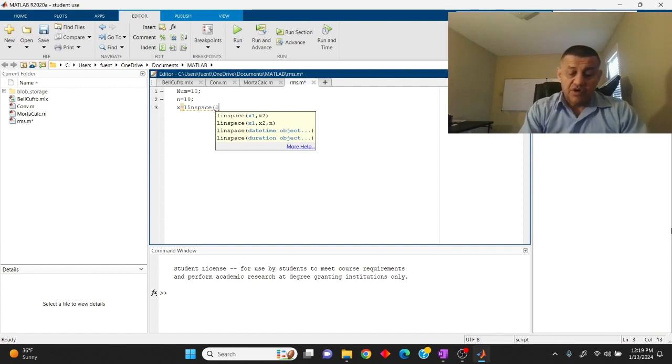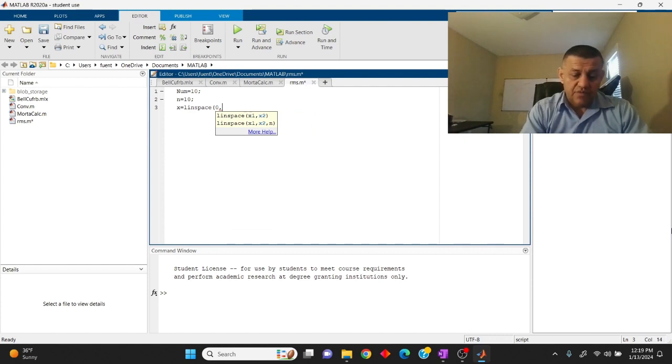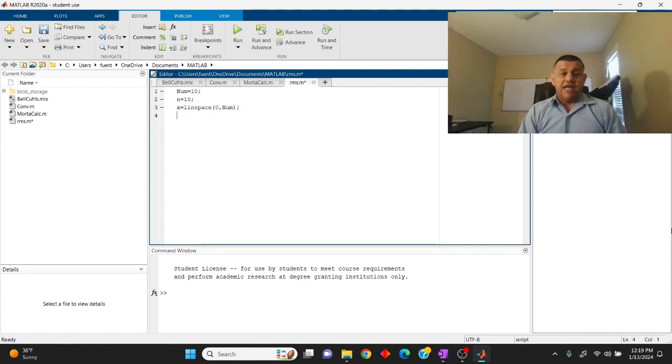So we go from 0 to num, to the value of what we select. Then we put a semicolon to hold the value, because otherwise it will display this stuff on the screen, and we just want the plot. We don't want a number. In MATLAB, usually you need to put that stuff in order.